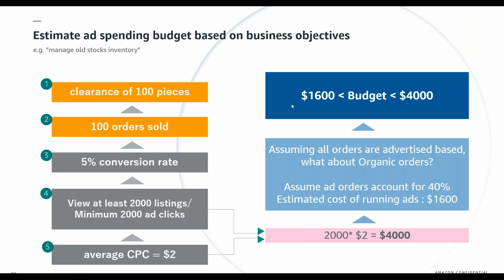So if I want to clear these 100 pieces, with an average CPC of $2, this is the budget range that I need to set from a bottoms-up approach. So we start with the average CPC, then roughly how many clicks I need, what is our average conversion rate, and then we work from there. What is the budget that we need based on our business objective?